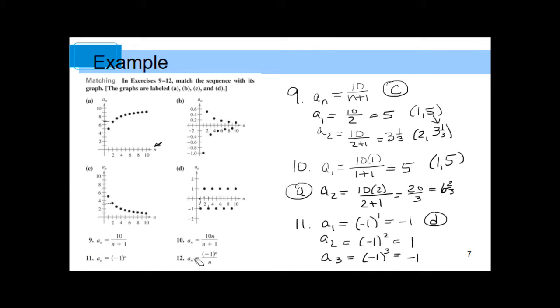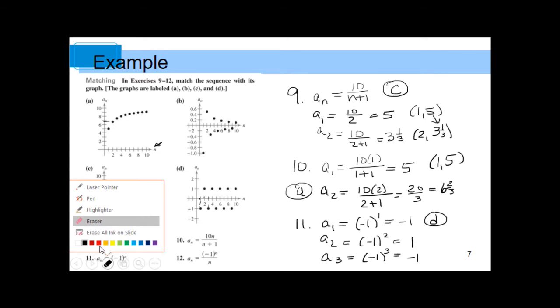Okay, number 12 is also an alternating sequence, but it's not just the sign that's changing as it was in number 11. The values of the base are changing as well. So what's going to happen with that one? Number 12 is going to match up with B, the only remaining graph here.